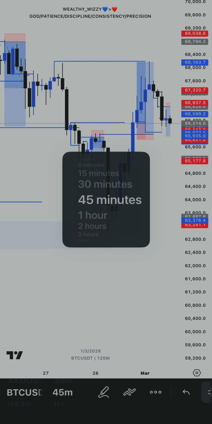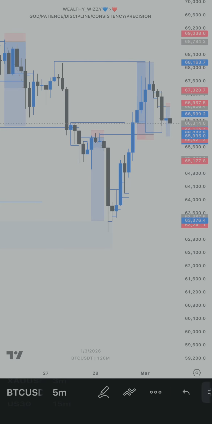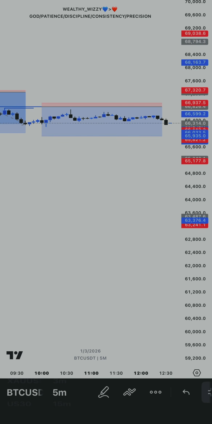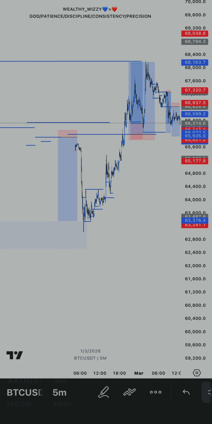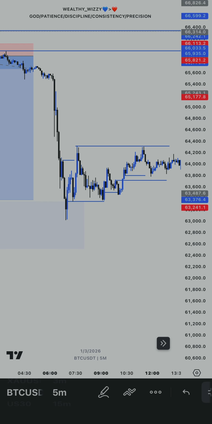Now after price mitigated the 2-hour time frame, I started looking for buys on the 5 minutes time frame, but I didn't take any because I was busy. I was not around, so I wasn't able to place any trade on those. But I spotted them out, but I wasn't able to place any trade.